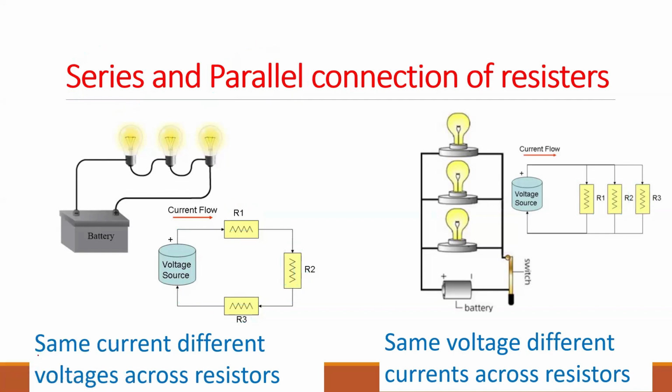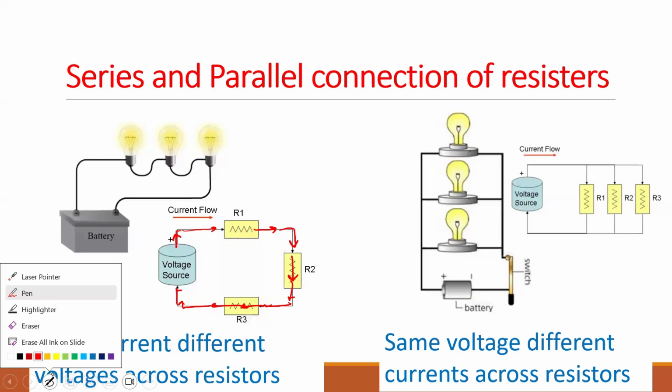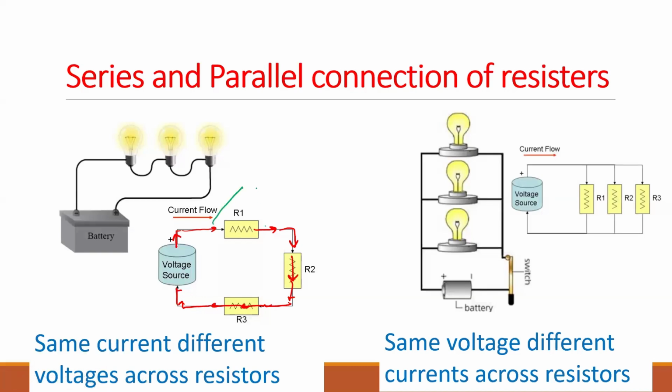In the series situation, the current is going out from the voltage source. That same current is passing through all the resistors. When the current is the same, the resistors are in series. However, the voltage across this one, this one, and this one doesn't have to be the same. It can be different depending on the resistors.